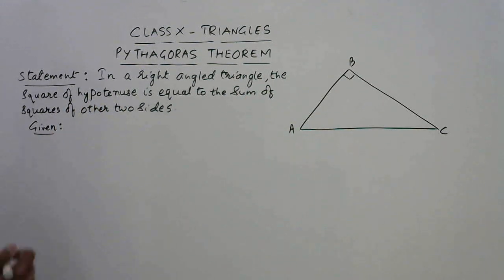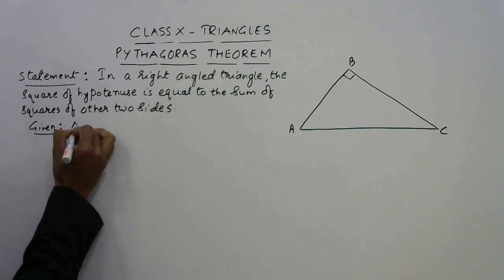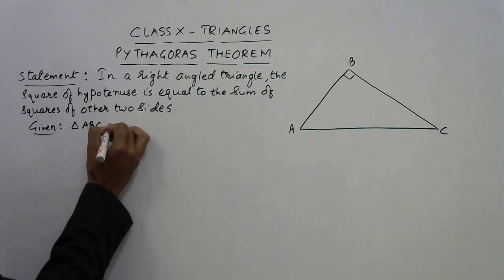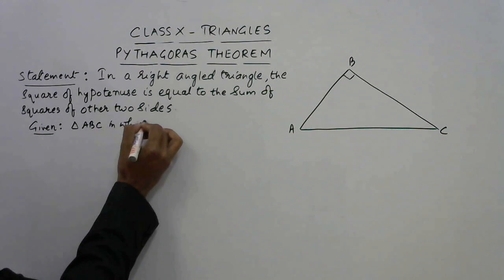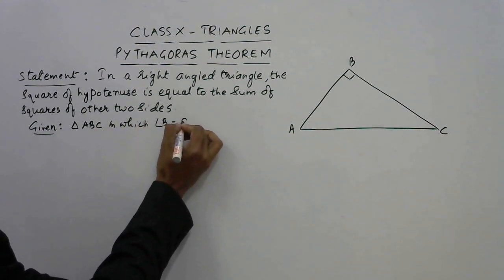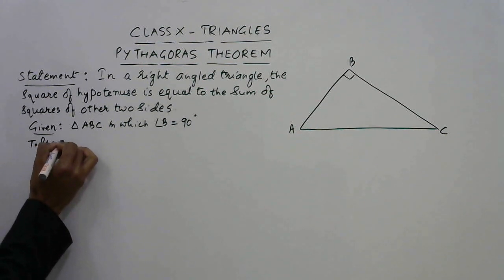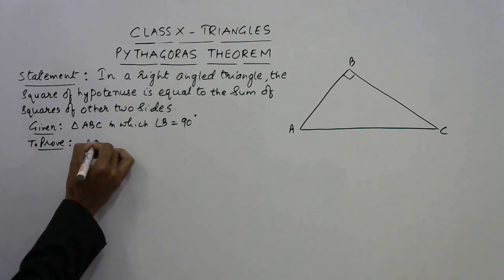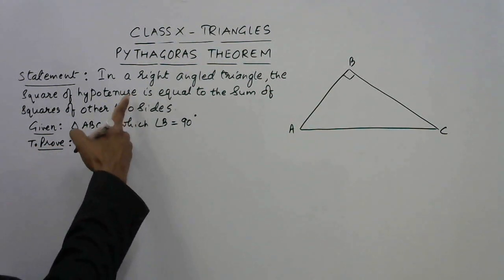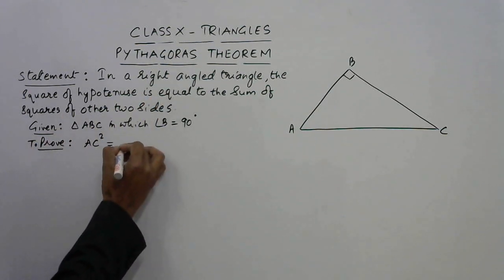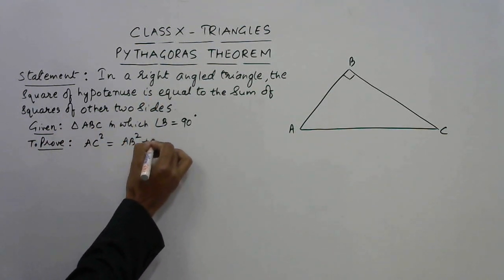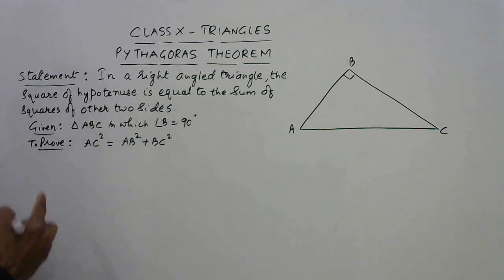So we are given a triangle ABC in which we have angle B as 90 degree, and we need to prove that the square of hypotenuse, that is AC square, is equal to the sum of squares of other two sides, that is AB square plus BC square. So this is required to be proved.